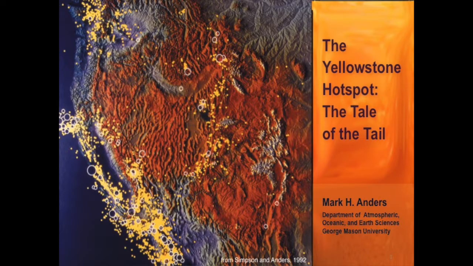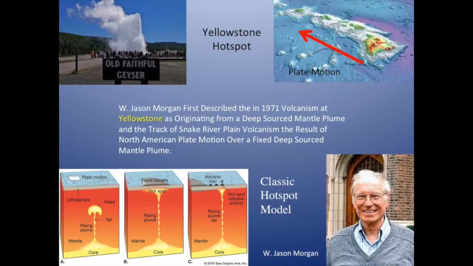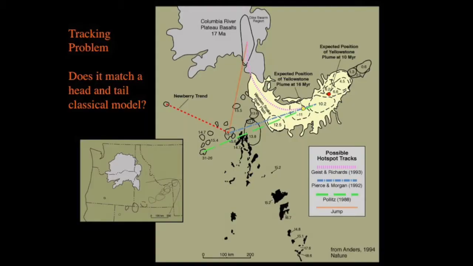Okay, Jason Morgan was the first person to recognize Yellowstone as a hotspot. So what's a hotspot, besides a good bar? The standard model is a plume that rises off the core-mantle boundary and works its way up to the base of the lithosphere, where it imparts a huge amount of basalt, typically called flood basalts. As the plate continues to move on, the tail of the hotspot remains fixed and produces a chain of islands, similar to the Hawaiian Islands.